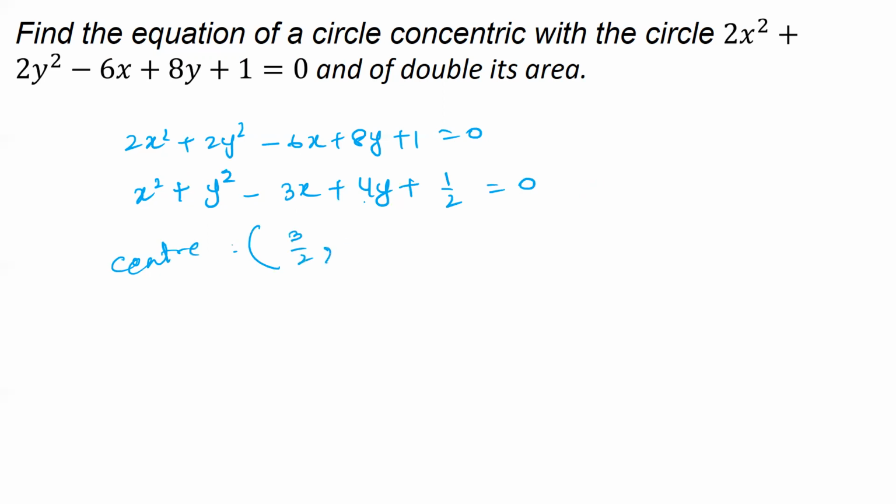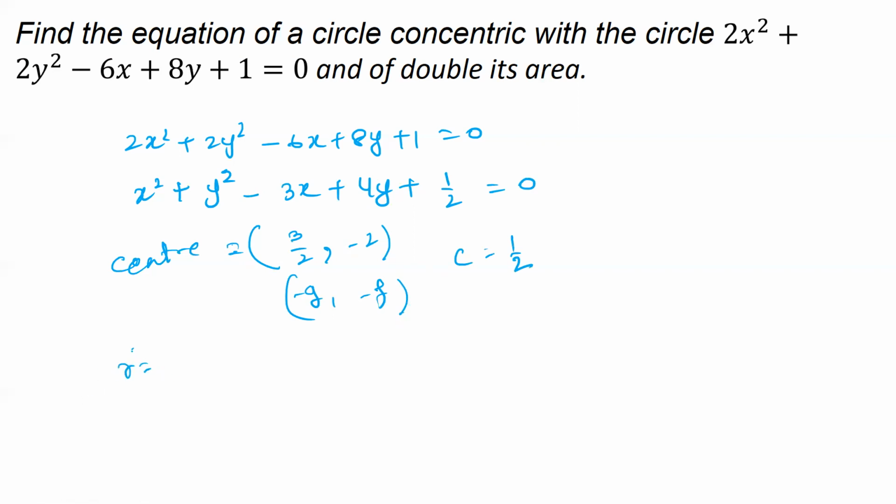So 3 by 2. And again, half of 4 is 2. Changing the sign is minus 2. So the center is 3 by 2 comma minus 2. This is my center, which represents minus g and minus f. And my c over here is half. So let me quickly find out the radius as well.